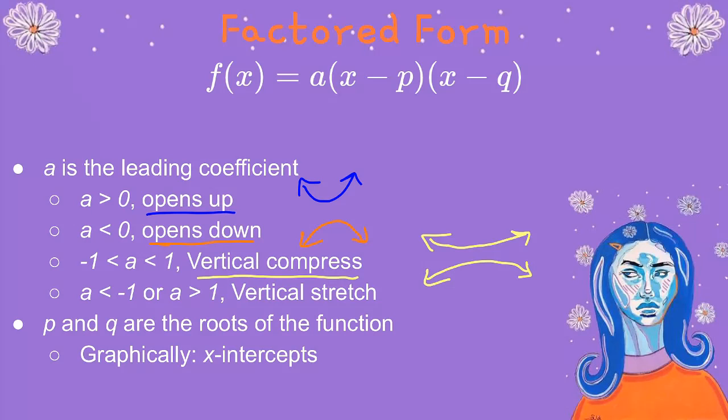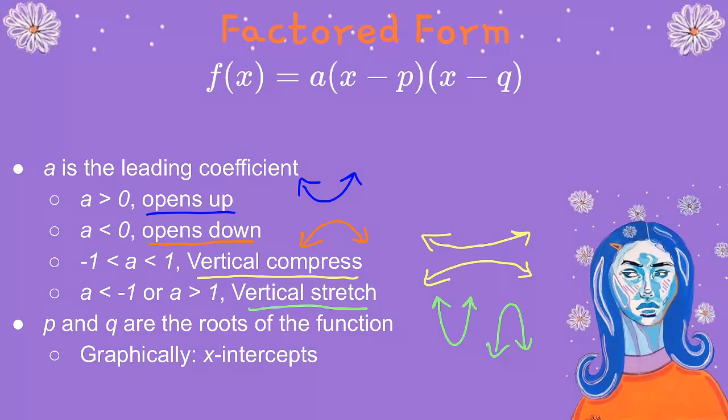Now, the exact value of a will tell us whether it is compressed or stretched. If the value is between -1 and +1, it will be vertically compressed. So that means it'll be squished down one way or the other. If the a is either less than -1 or bigger than +1, it will be vertically stretched. And it's going to be one of those directions.